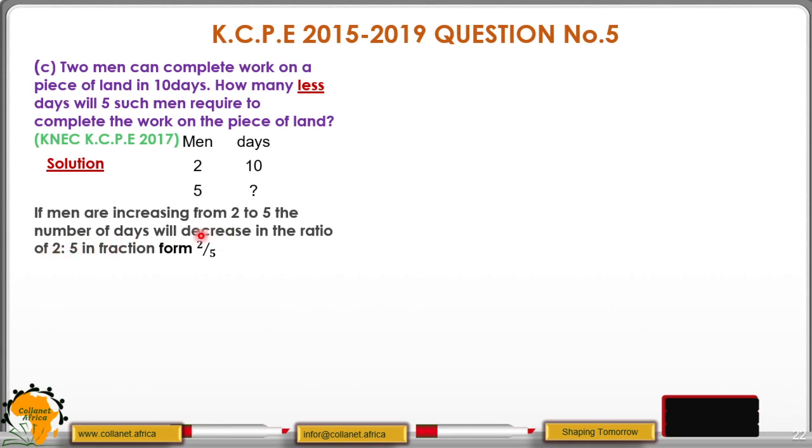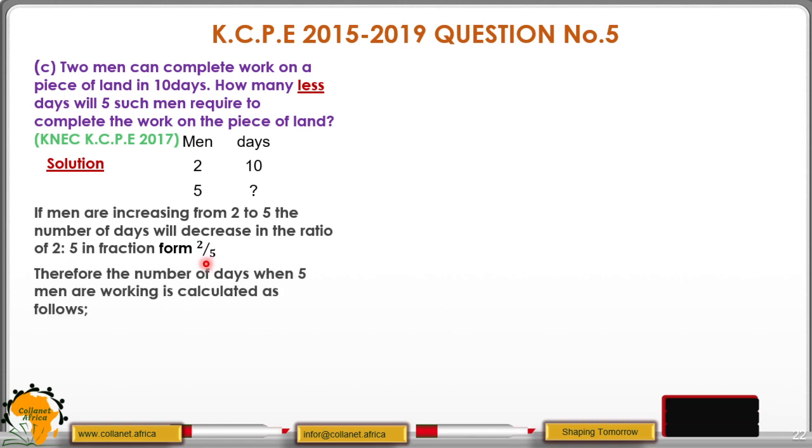But if it was an increasing ratio, you would start with the big one going to the small one. The number of men will increase from 2 to 5. But when you come to the number of days, where we have the question mark, which is our interest, the days will decrease in the ratio of 2:5. 2:5 in fraction form, 2/5. Get this part clearly: for decrease, you start with the small one going to the big one, as a fraction, as a ratio. So 2/5.